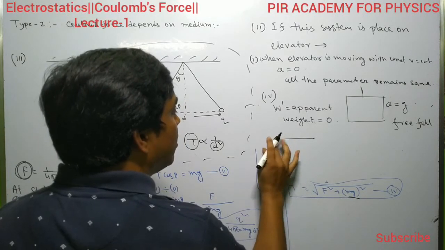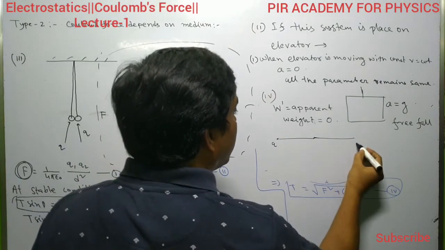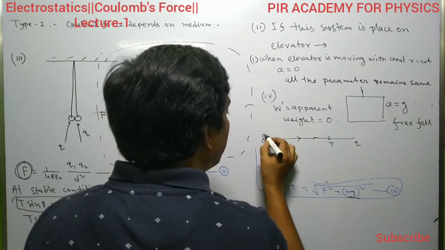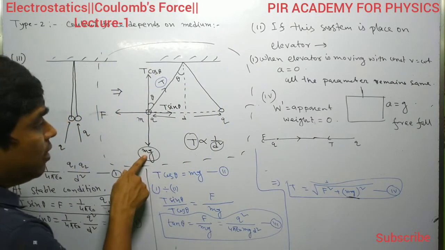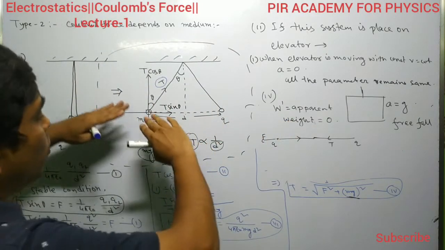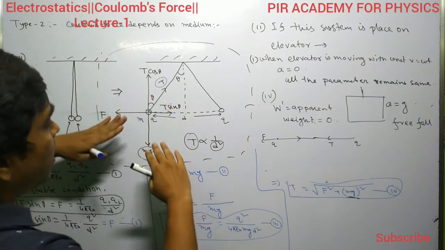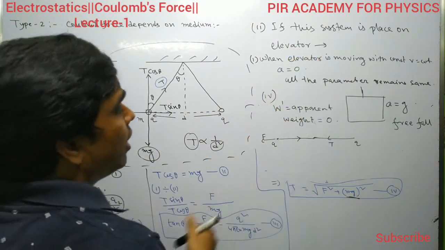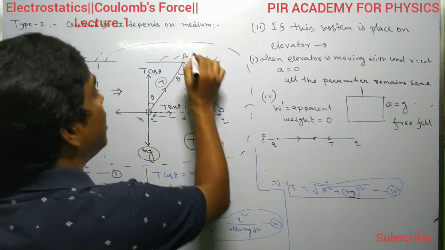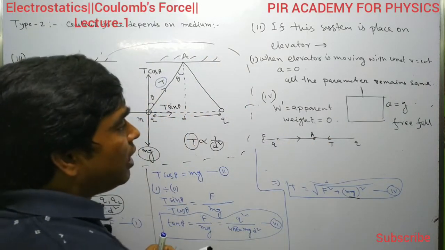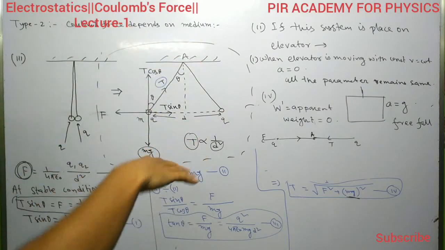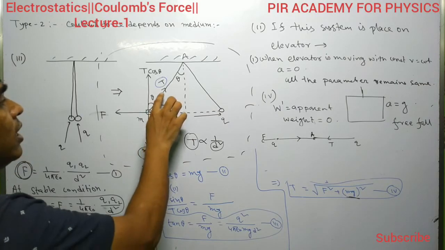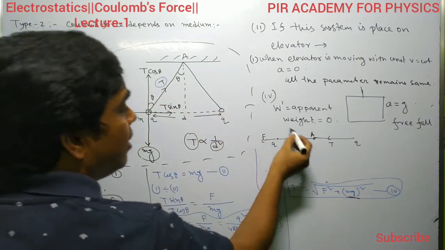This is Q1, this is Q, and this is Q. So this is the tension, and this is the tension. This is the F. If apparent weight is 0, that means there is no force to pull this system down. So this system will be in this way. Here is the point, suppose this is point A. So when it is in free fall, then this mg will be 0. If mg is 0, then this system will be in this way.